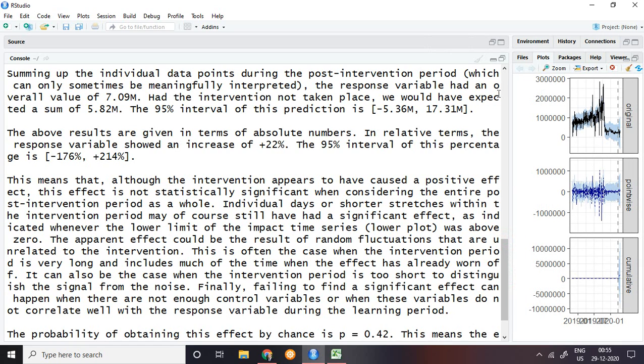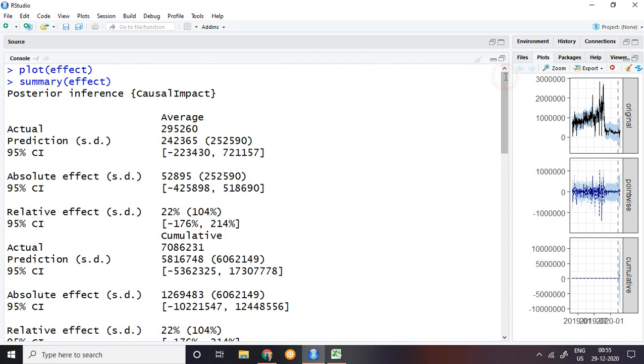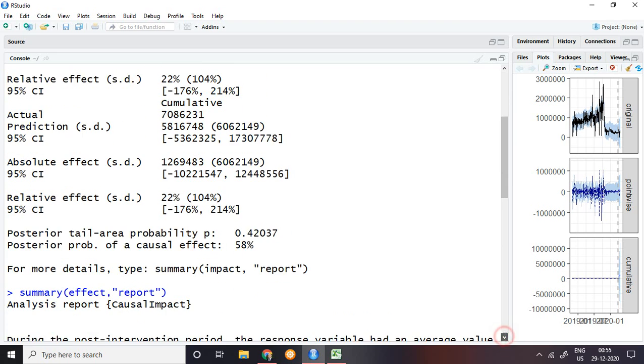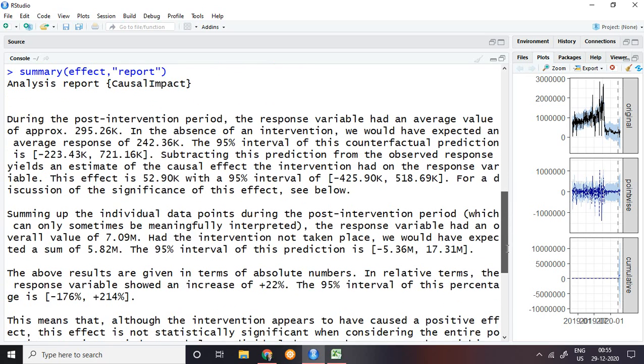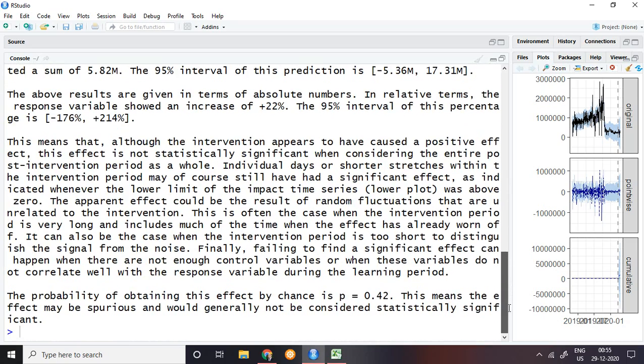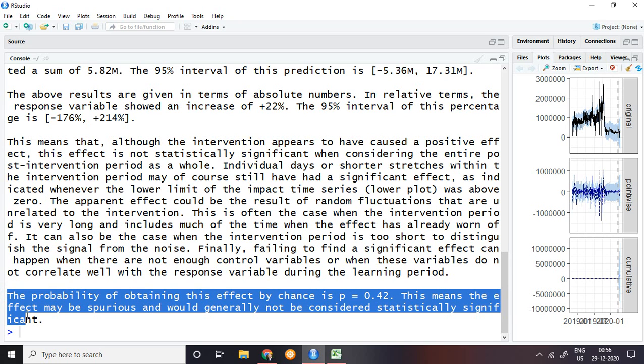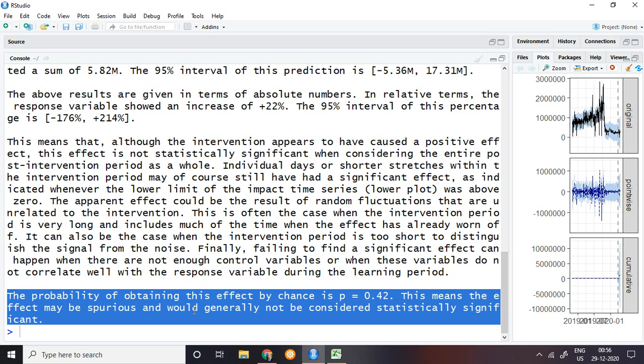There are so many things which, when you go through it, make it one of the great commands. Let me read it. It says that during the post-intervention period, the response variable had an average value of this. Let me scroll. The probability of obtaining this effect by chance is p equal to 0.42, which means 42%. This means that the effect may be spurious and would generally not be considered statistically significant. It means it has not contributed significantly.